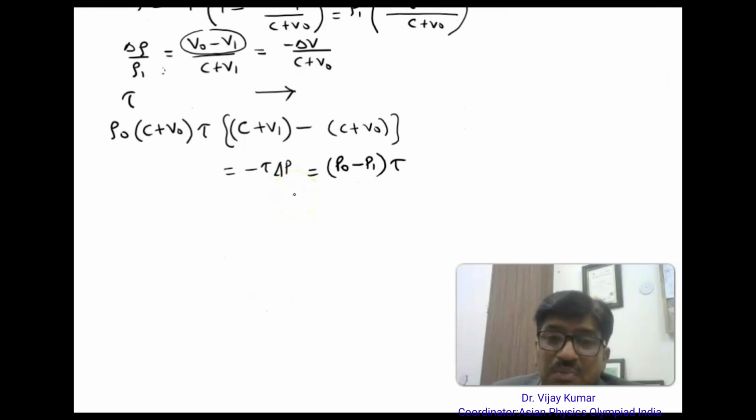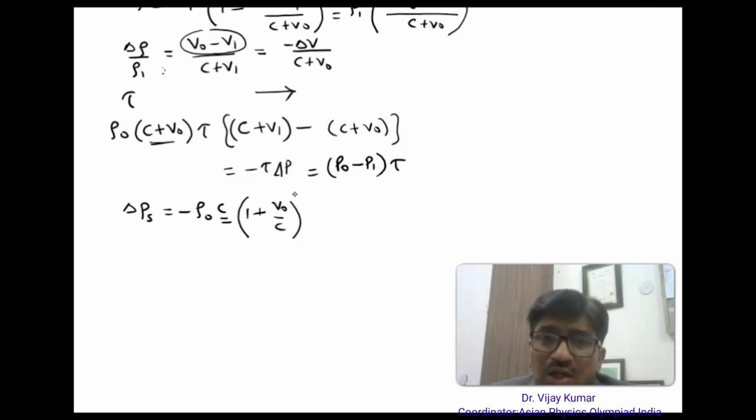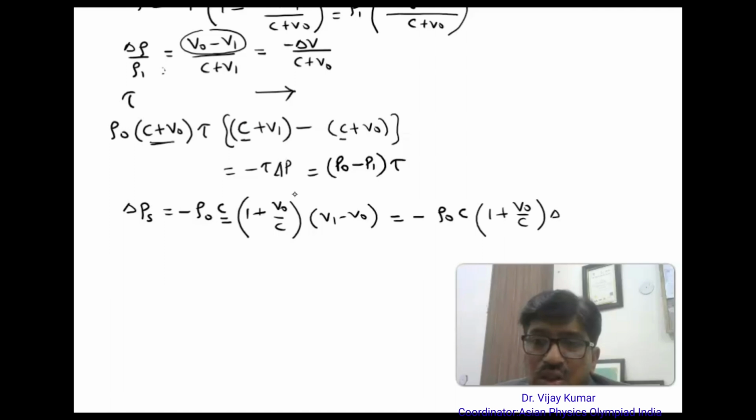Delta Ps, which we have already discussed, is equal to minus rho naught C times 1 plus V naught upon C. If we take C common from the term C plus V naught, it becomes 1 plus V naught upon C with C outside. Then in the other term C cancels out, giving V1 minus V naught, which equals minus rho naught C times 1 plus V naught upon C times delta V.